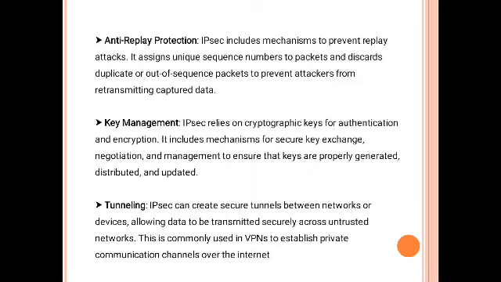Tunneling. IP security can create secure tunnels between networks or devices, allowing data to be transmitted securely across untrusted networks. This is commonly used in VPNs to establish private communication channels over the internet. Tunneling is mainly used on the internet for allowing the transmission of data from one network to the other network.